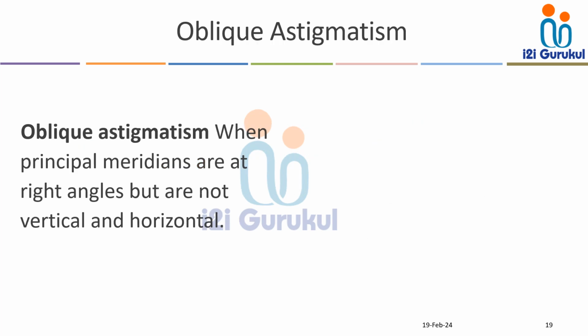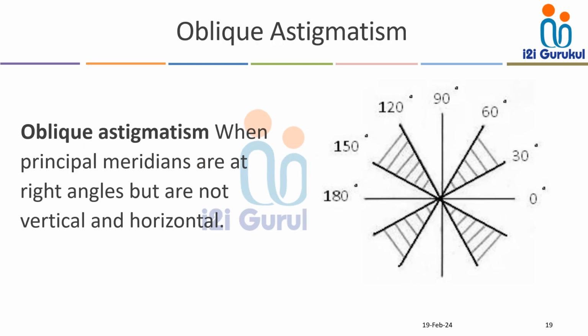So moving towards oblique astigmatism, when the principal meridians are at right angles but are not vertical and horizontal. Principal meridians lie between the 120-degree to 150 degrees and 30-degree to 60 degrees. So this is what we call oblique astigmatism.